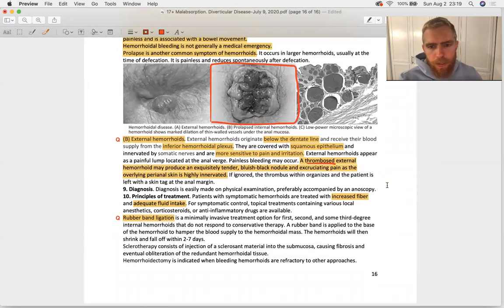Principles of treatment: get the fiber up in their diet, adequate fluid intake. If they ask you what's the best non-invasive option, rubber band ligation, you just wrap a rubber band around it and choke it off and hope that it just falls off.